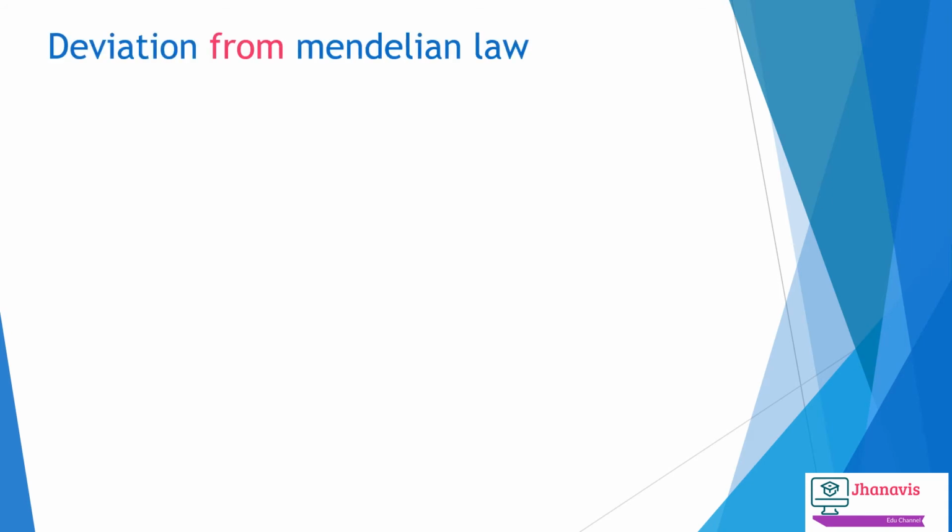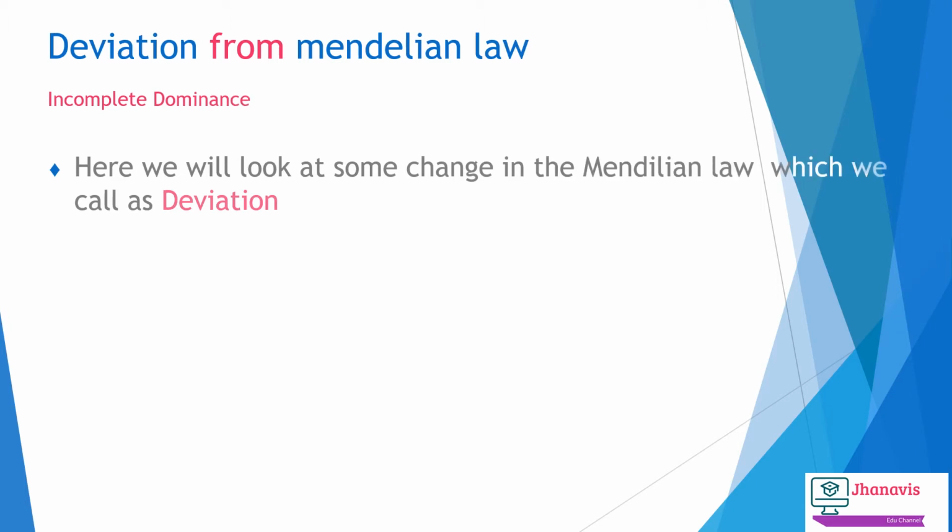Let's study the deviation of the Mendelian law. That means there is some deviation in the Mendelian law. What is this deviation? We will call this deviation incomplete dominance. We will study this incomplete dominance in the future slides, but let me give some introduction about it.